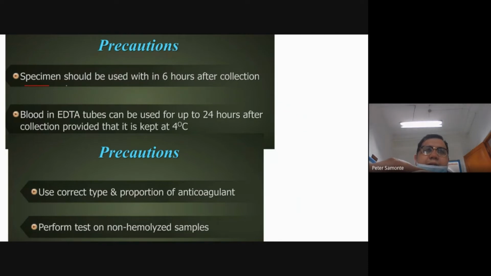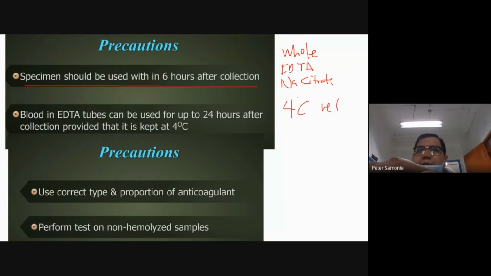So precautions, class: specimen should be used within 6 hours after collection. Blood in EDTA tubes can be used for up to 24 hours after collection, provided that it is kept at 4 degrees centigrade. So class, do remember that all your whole blood, whether EDTA yan, whether sodium citrate yan, whether kahit anong anticoagulant yan, the best storage would be at 4 degrees centigrade or your refrigerator temperature. Then use the correct type and proportion of anticoagulant.